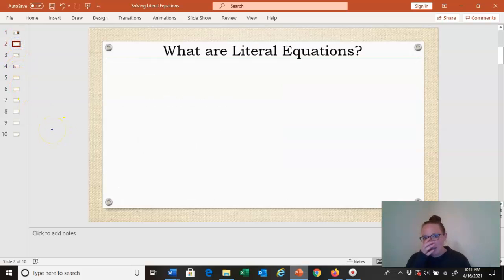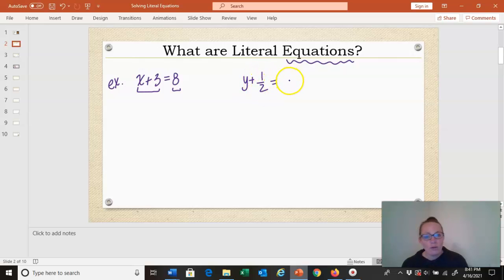So the first thing I wanted to chat about was what are literal equations? You might be used to seeing equations. So here's some examples of what we think of as equations. Things like x plus 3 equals 8. An equation is when you have two sides set equal and they're balanced. So that means whatever's on the left is going to equal whatever's on the right. Another example that you might be used to, maybe y plus 1/2 equals 3 plus 2y.